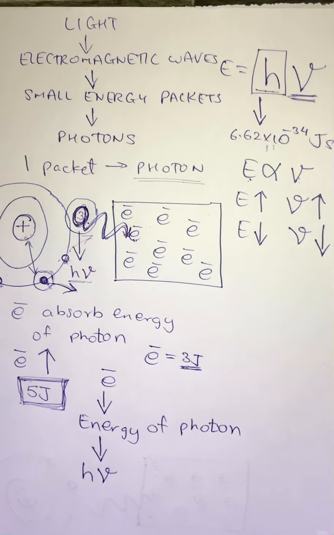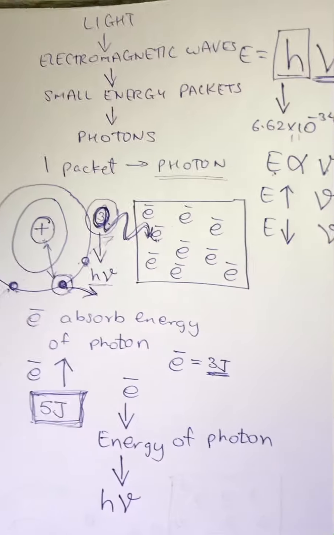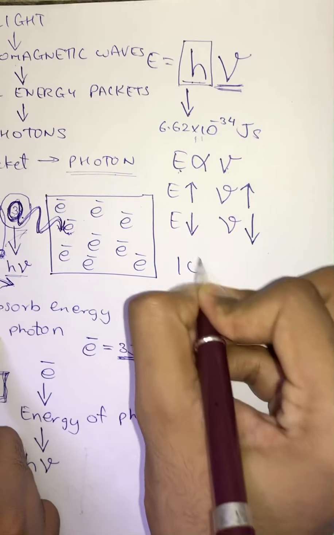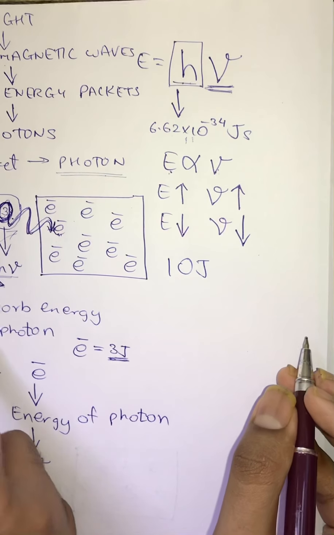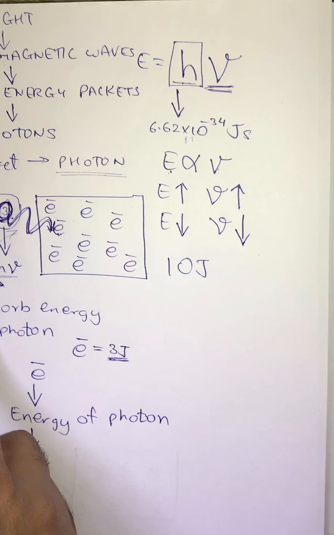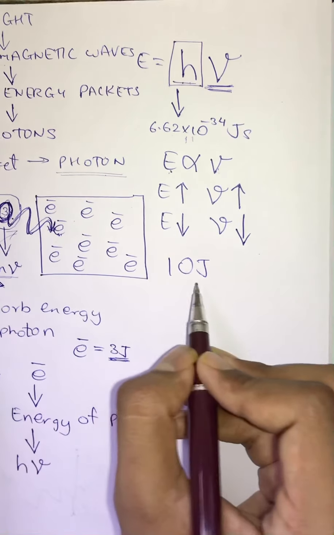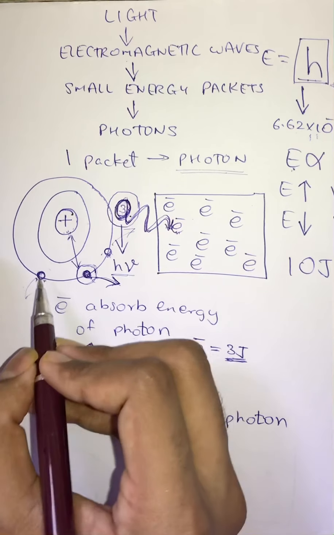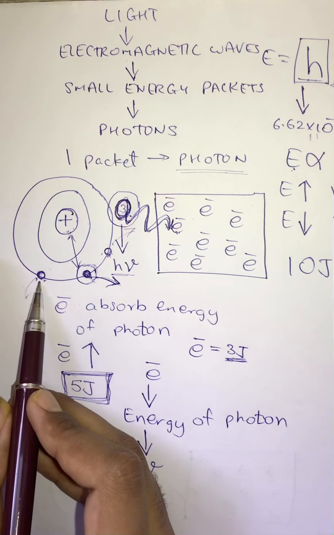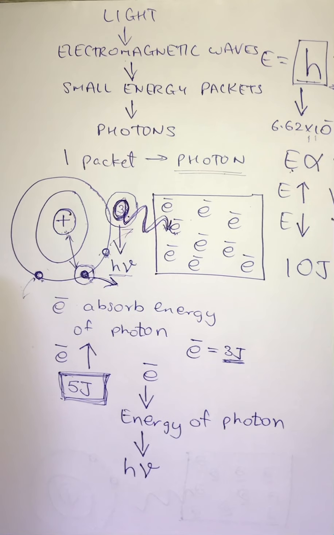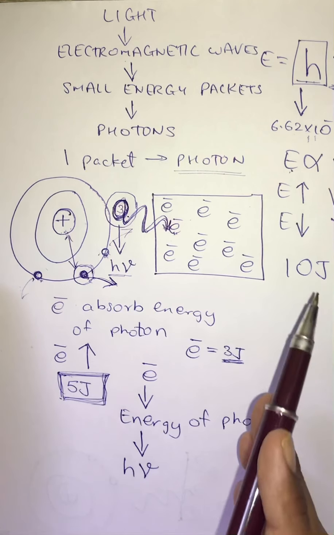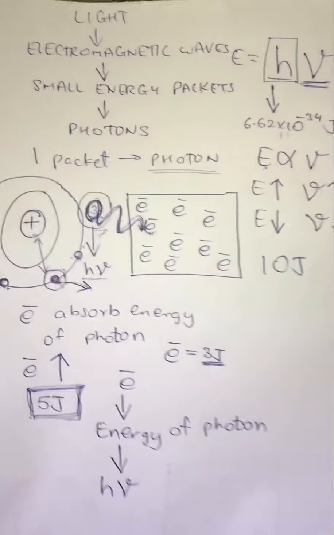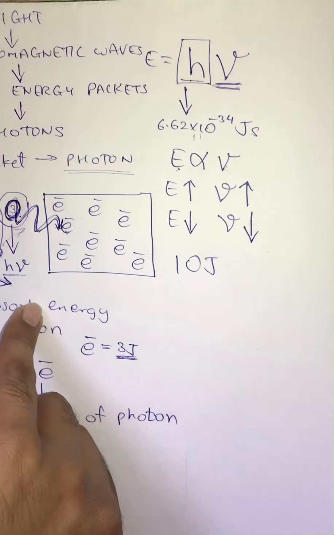Now our electron requires a minimum of 5 joules of energy. Now suppose we incident a photon which has 10 joules of energy. So will this 10 joules of energy help this electron to come out of the atom? Yes, it will surely help this electron to overcome the force of attraction, because it requires only 5 joules and 10 joules is much more than enough. So 10 joules is going to help us.